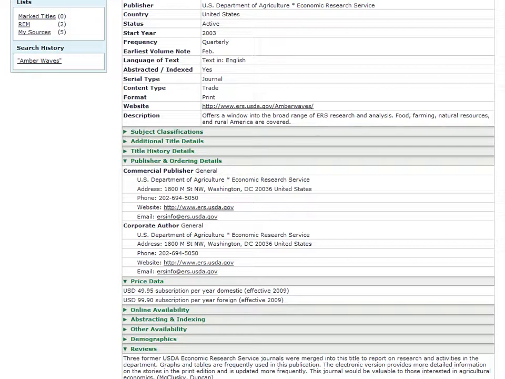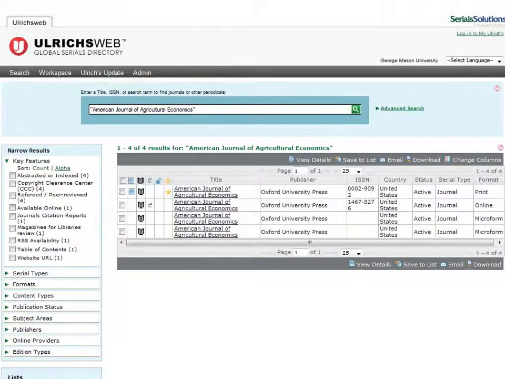For comparison, let's look at the American Journal of Agricultural Economics. Again, use quotes to find the title words together, American Journal of Agricultural Economics. The journal is available in print or online, and older issues are also available in microform. Check the journal status. Notice it is active. You will also see that the refereed icon is present on this journal, indicating that it is a peer-reviewed journal. Click on the title to see more.